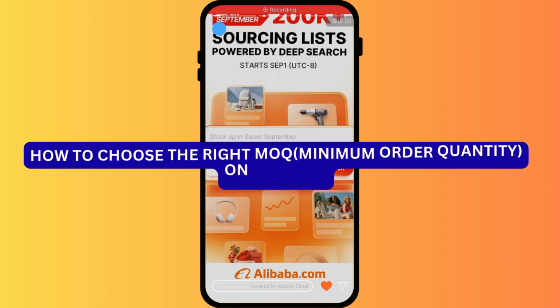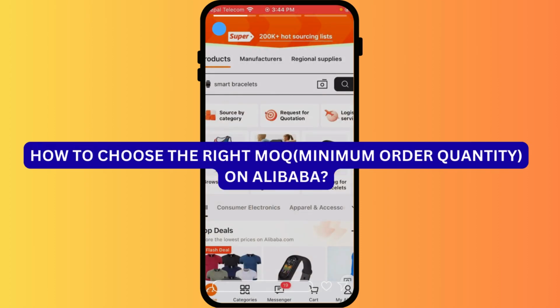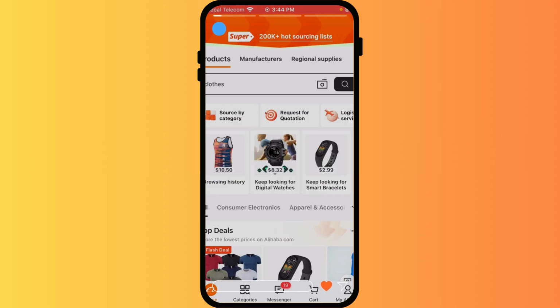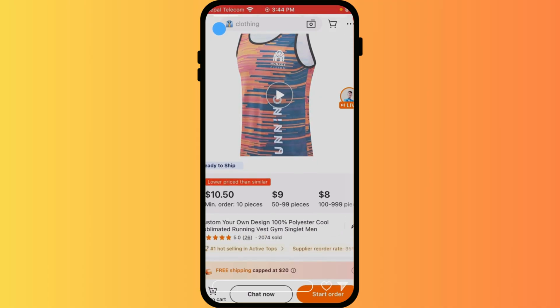How to choose the right MOQ, minimum order quantity, on Alibaba. Struggling with high MOQs? This guide shows you how to choose the right MOQs for your business on Alibaba so you can get the best price for your products. MOQ stands for minimum order quantity. This is the minimum number of products that you need to buy from a supplier.